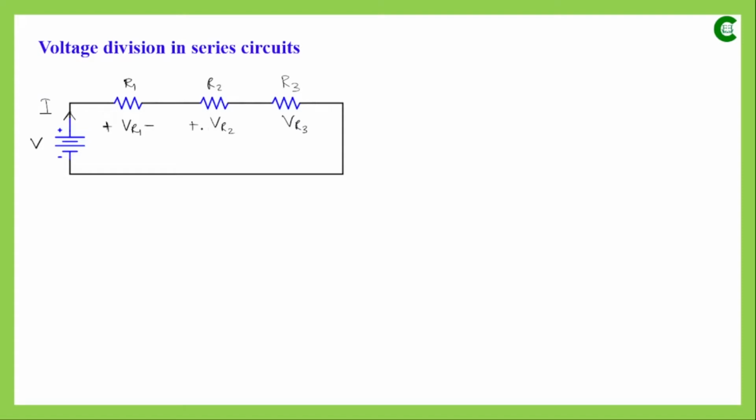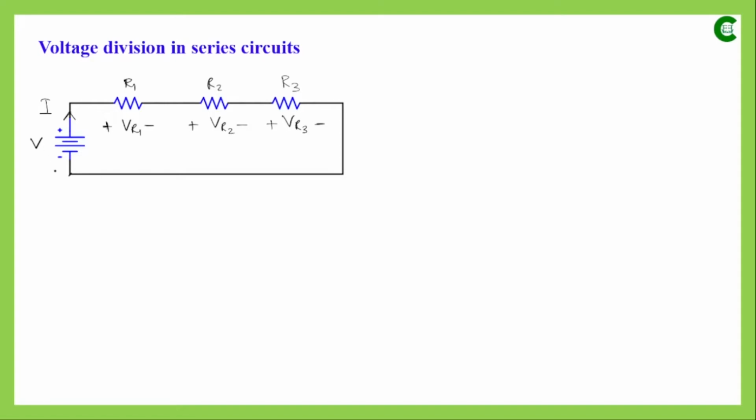This will be at higher potential, this will be at lower potential. Similarly for VR3, this is higher potential, this is lower potential. Now if we apply KVL in this closed circuit, suppose we start traversing from this point and follow the direction of the current, then the first voltage value that we come across is the source voltage value.